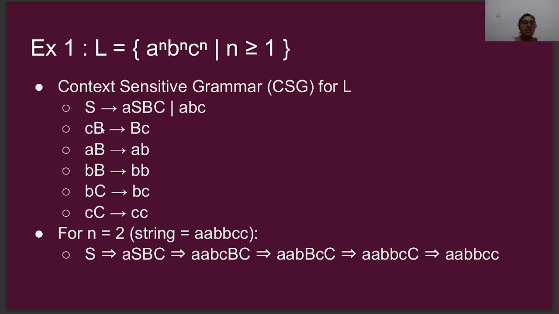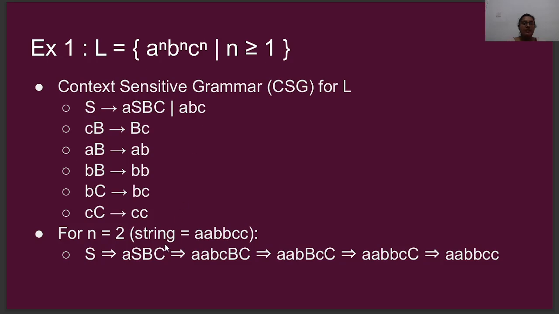Then CB, small c, capital B gives you capital B, small c. So you can interchange capital B and small c. A, capital B can be replaced with AB. Small b, capital B can be replaced with BB. Small b, capital C can be replaced with BC. Small c, capital C can be replaced with CC. This is the context sensitive grammar for A raised to n, B raised to n, C raised to n.